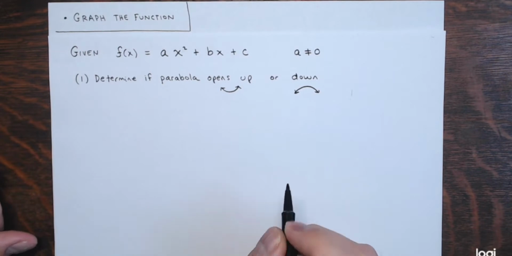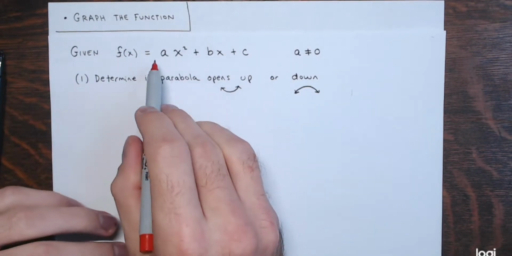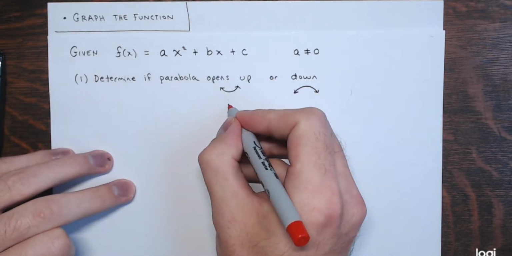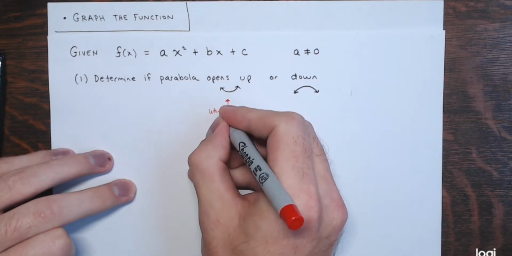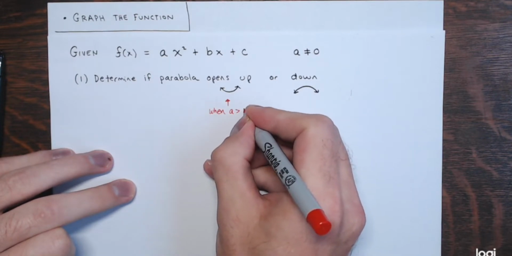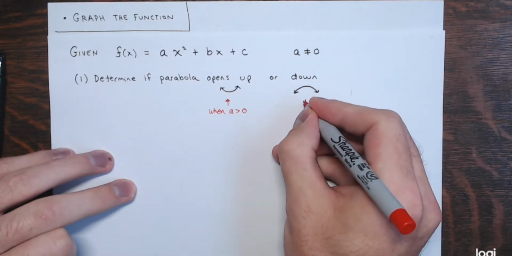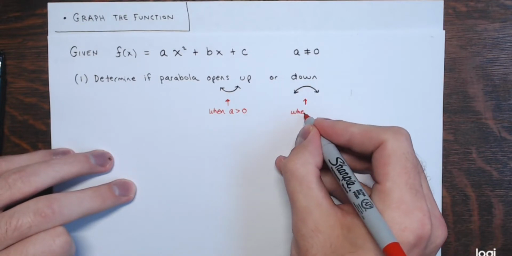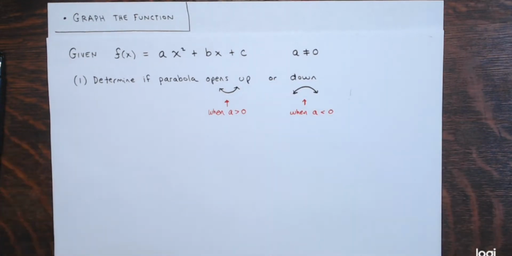And that's simple. You just look at the lead coefficient, the a, the coefficient of x squared. The parabola will open up when a is positive, when a is greater than 0. And the parabola will be opening down when a is negative, when a is less than 0. Very simple to determine that straight away.